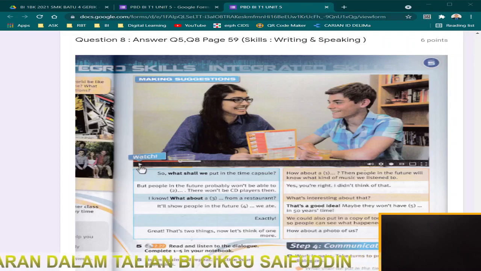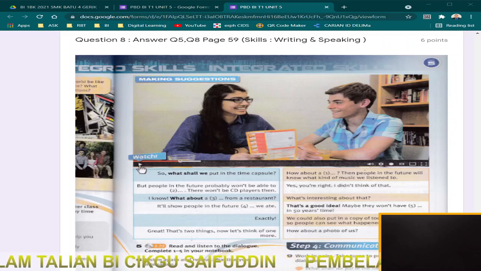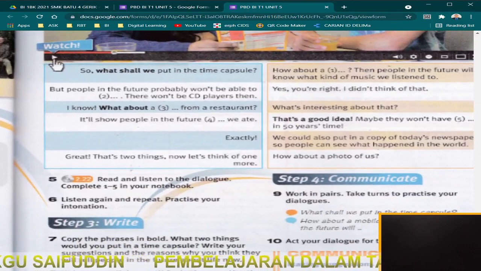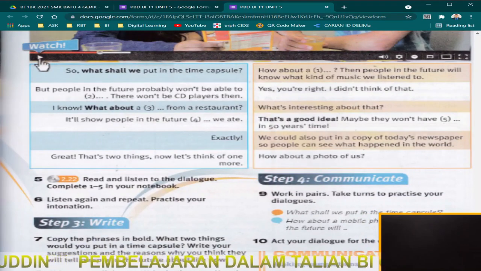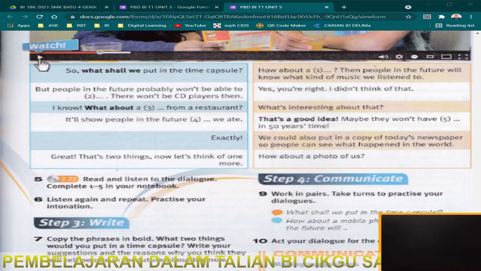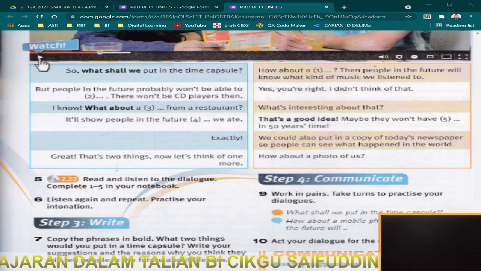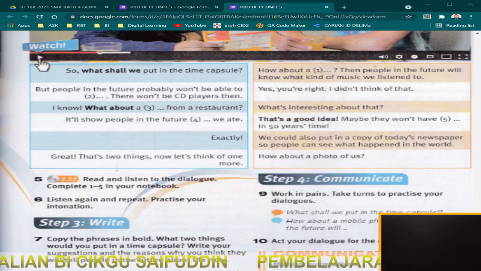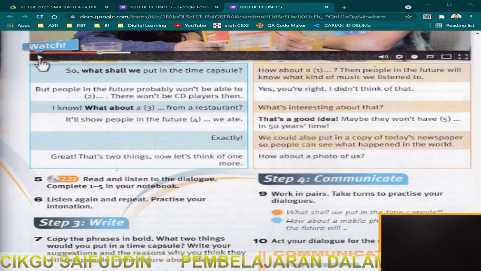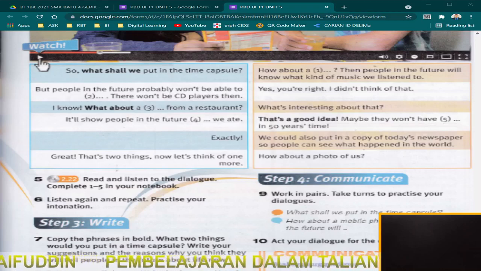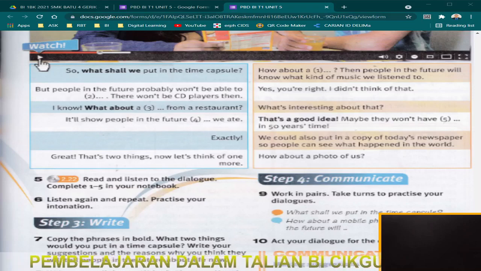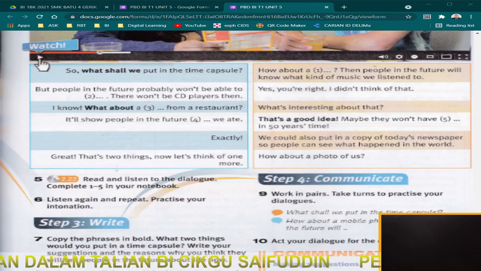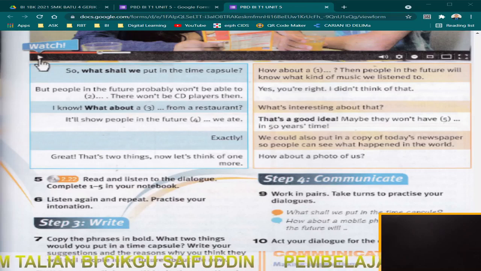Unit 5. Integrated skills. Making suggestions. Exercise 5. So, what shall we put in the time capsule? How about a CD? Then people in the future will know what kind of music we listen to. But people in the future probably won't be able to play CDs. There won't be CD players then. Yes, you're right. I didn't think of that. I know. What about a menu from a restaurant? What's interesting about that? It'll show people in the future what food we ate. That's a good idea. Maybe they won't have pizza in 50 years' time. Exactly. We could also put in a copy of today's newspaper, so people can see what's happened in the world. Great. That's 2 things. Now let's think of one more. How about a photo of us?